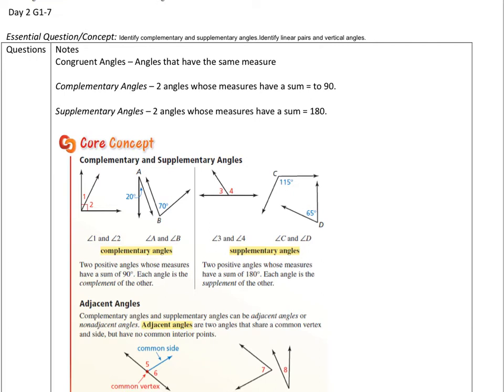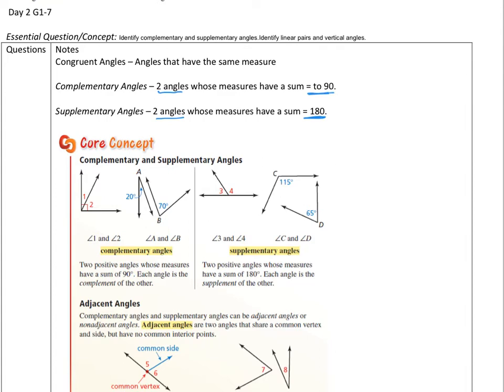Complementary angles are two angles whose sum adds up to be 90. So the key to complementary angles is the sum has to be 90. They don't have to be adjacent angles. And then supplementary, again, two angles, but this time the sum is 180. And they don't have to be adjacent.